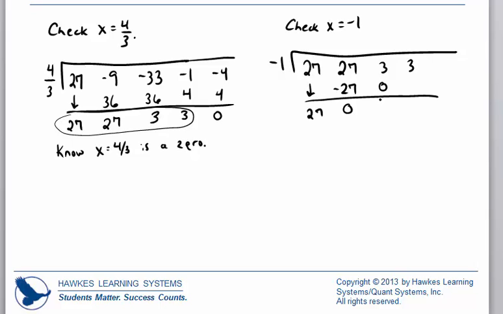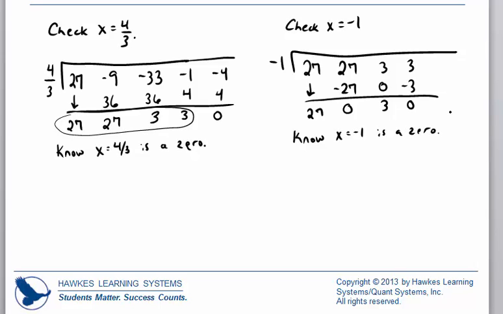-1 times 0 is 0. Add and we get 3. -1 times 3 is -3. Add and we get 0 again. So we can conclude that -1 is also a 0.